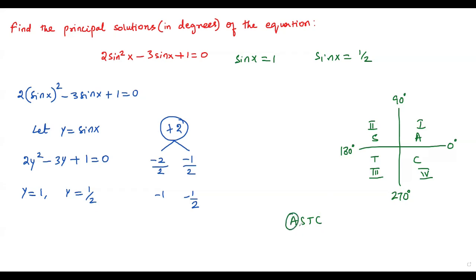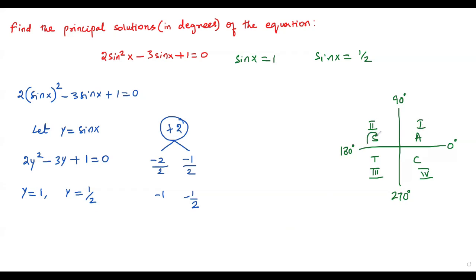Actually, we have the first letter A for the first quadrant, second letter S for the second quadrant, third letter T for the third quadrant, and the last one C for the fourth quadrant. So we have A in the first quadrant. That means all trigonometric ratios, sine, cosine, cosecant, secant, cotangent, tangent, everything is positive in the first quadrant.